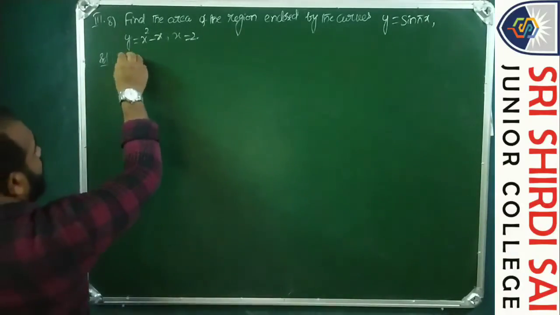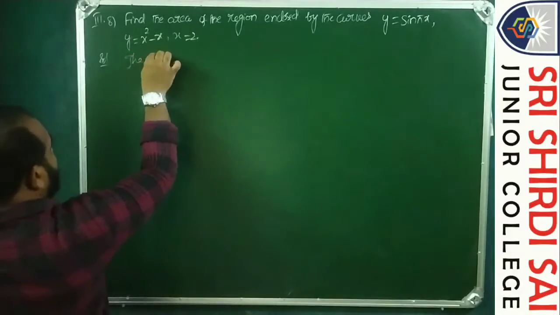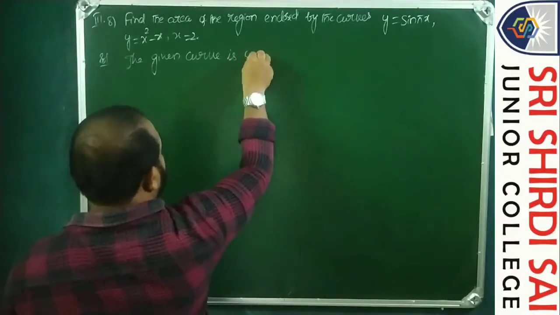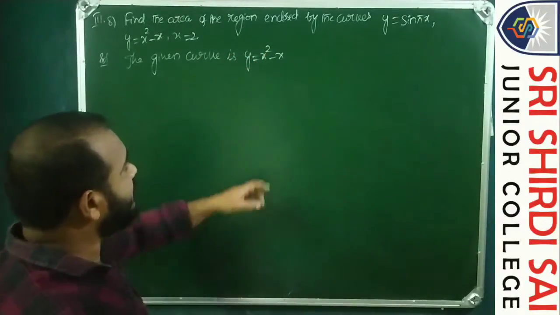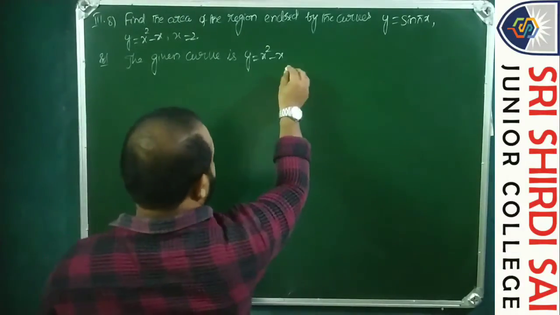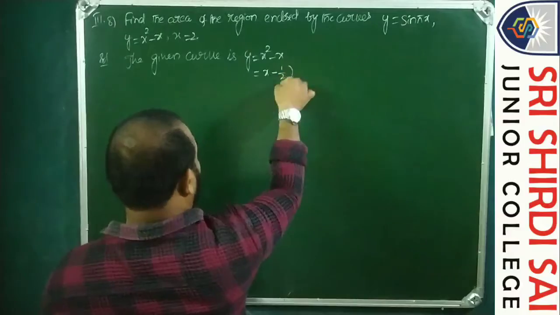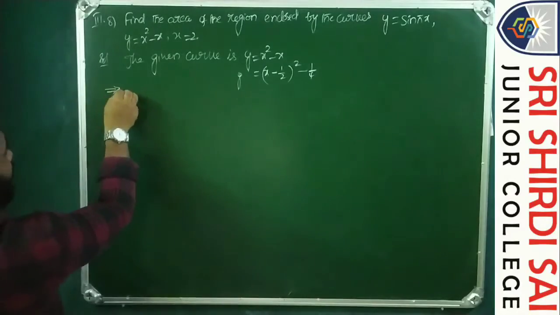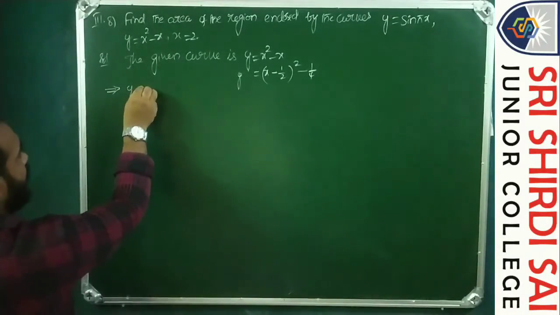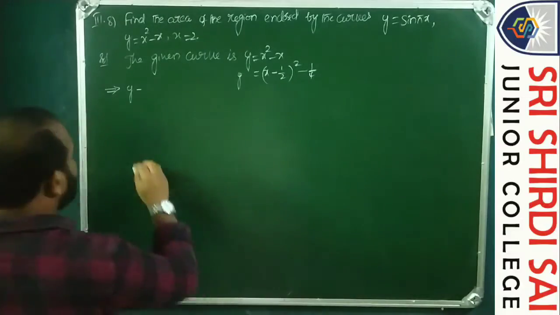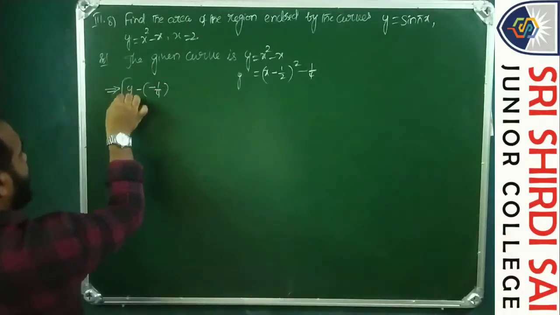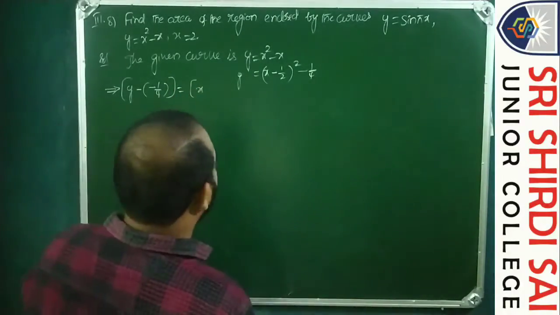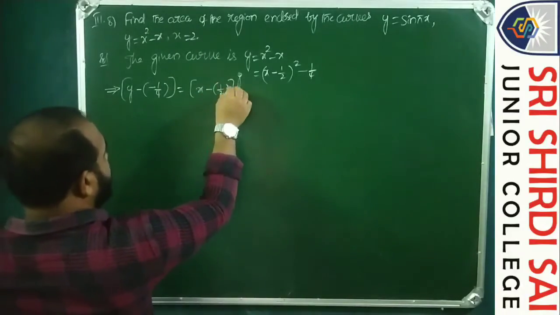So first of all, the given curve is y equals x square minus x. It is a parabola. How? This can be written as x minus 1 by 2 whole square minus 1 by 4 equals y, therefore y plus 1 by 4. So y plus 1 by 4 is equal to x minus 1 by 2 whole square.